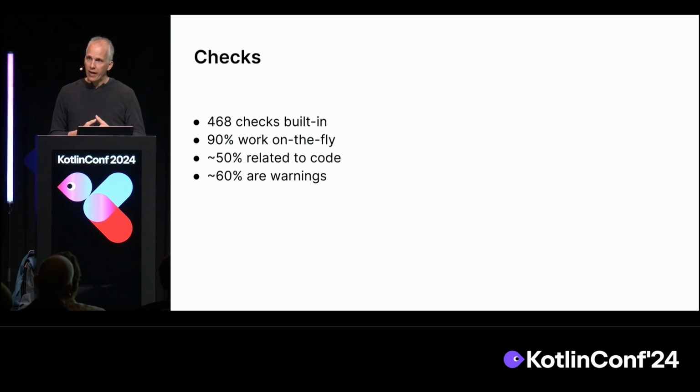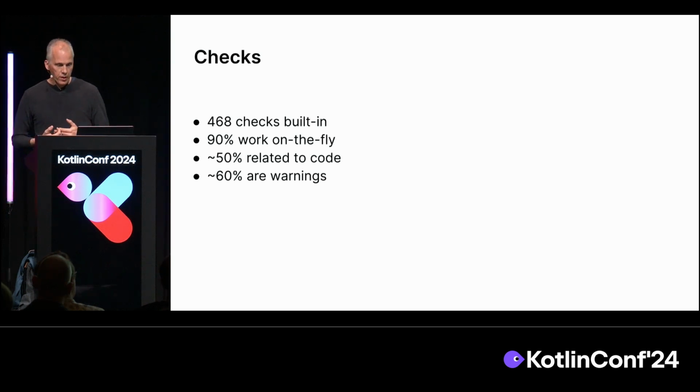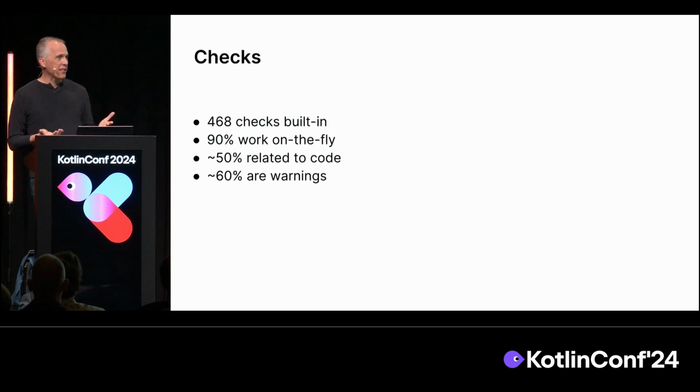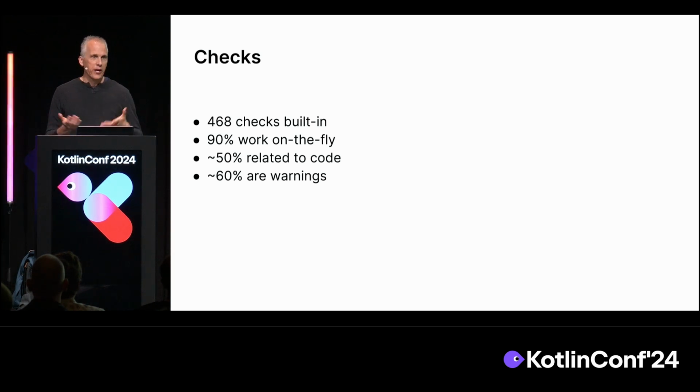So Lint obviously comes with a bunch of built-in checks. We're inching up towards 500 at this point. I already mentioned that Lint is integrated in the IDE. And some of these checks can only work if it can look at all the code, such as unused resources. But 90% of the built-in checks are actually running on the fly as you're typing every few seconds. And around half of them are related to Kotlin and Java code. The percentage is lower than I expected, but the reason is that we just have so many Android-specific checks for XML resources and build files, like Gradle, and so on.